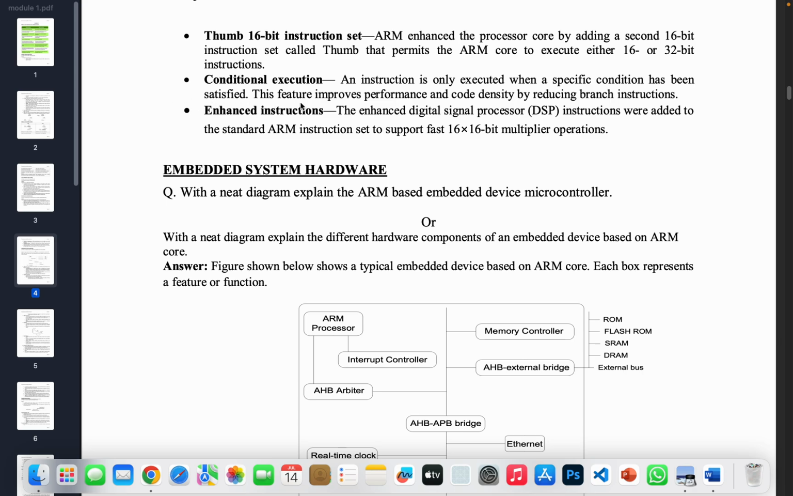Then enhanced instructions. What do enhanced instructions mean? Then enhanced digital signal processor instructions.